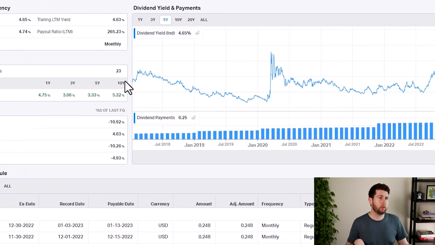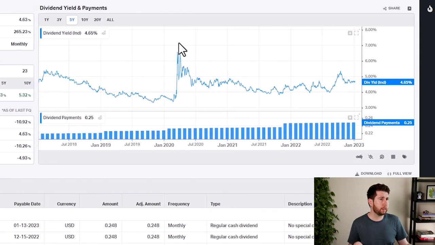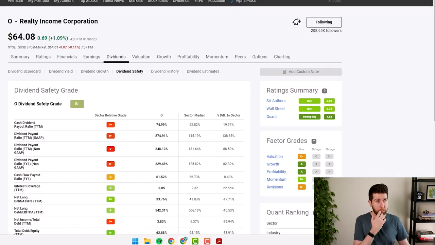If we go on the dividend yield side, we see that at the moment it is 4.65%. And this is the 5-year chart. It's not very clear to us how it's comparing to the average. It looks like in average with the last 5 years, but this information we can get on Seeking Alpha.